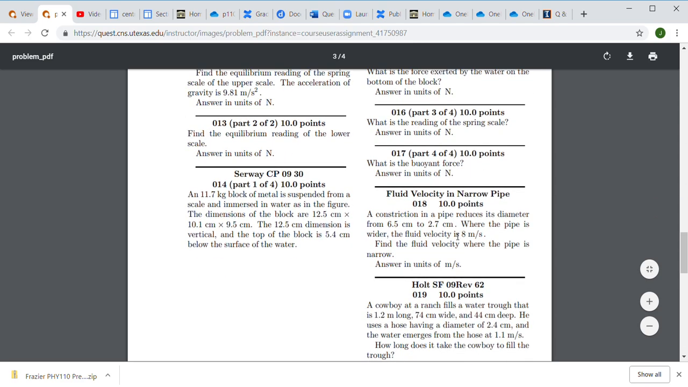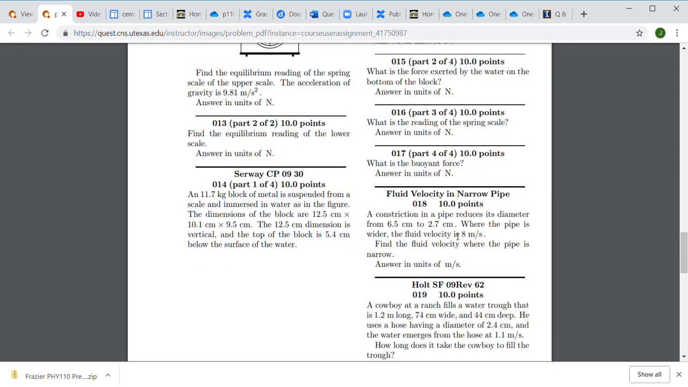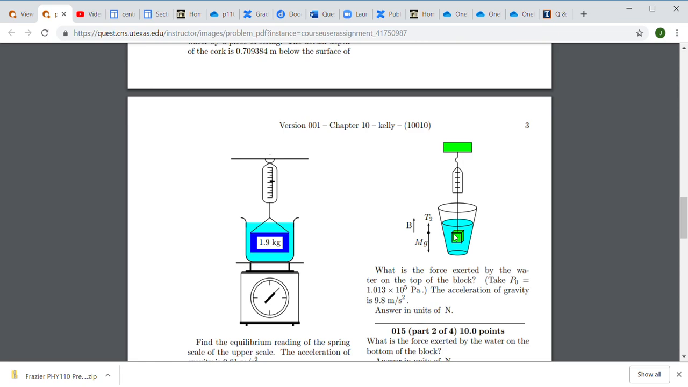Part 3, what's the reading on the spring scale? Well, in this case, the reading on the spring scale can be gotten by balancing forces. This thing's in equilibrium, and therefore the sum of the forces in the vertical direction is equal to 0. We've got a tension force going up. That's what we want to solve for. We've got a buoyant force going up.